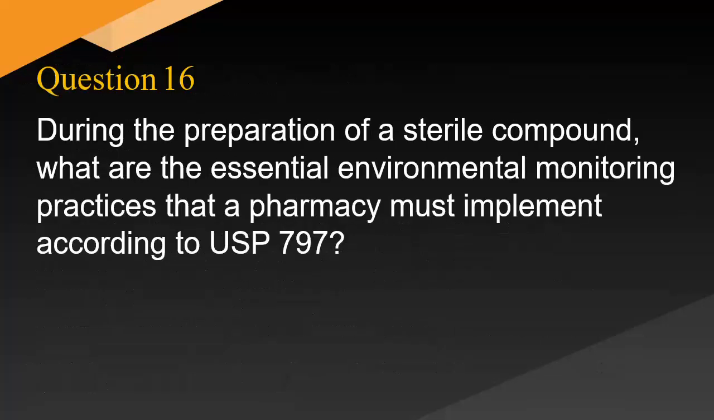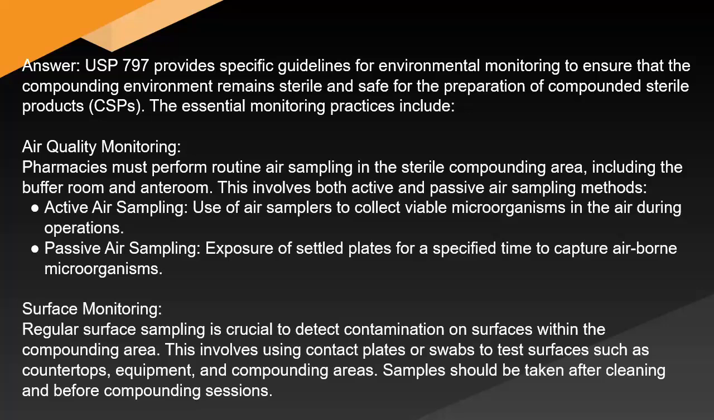During the preparation of a sterile compound, what are the essential environmental monitoring practices that a pharmacy must implement according to USP 797? Answer: USP 797 provides specific guidelines for environmental monitoring to ensure that the compounding environment remains sterile and safe for the preparation of compounded sterile products (CSPs). The essential monitoring practices include air quality monitoring.